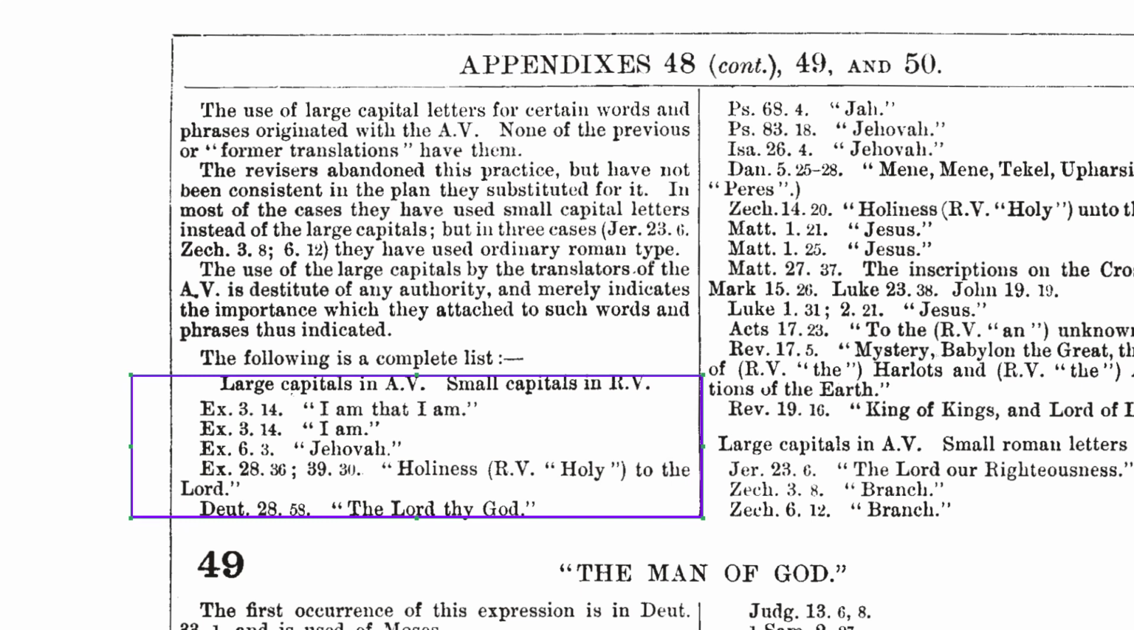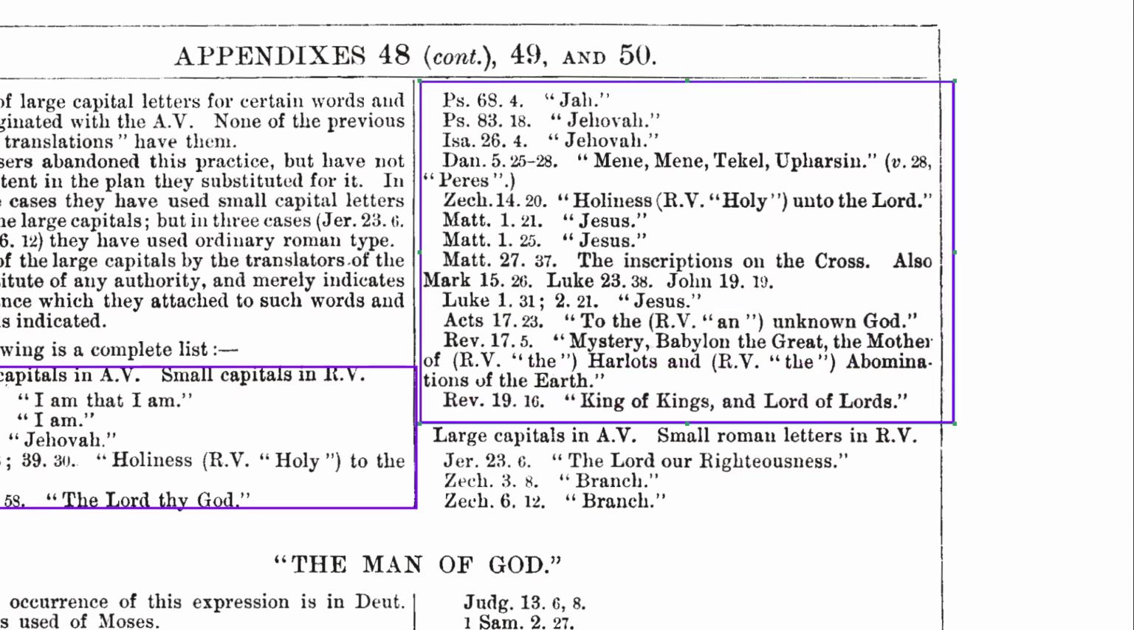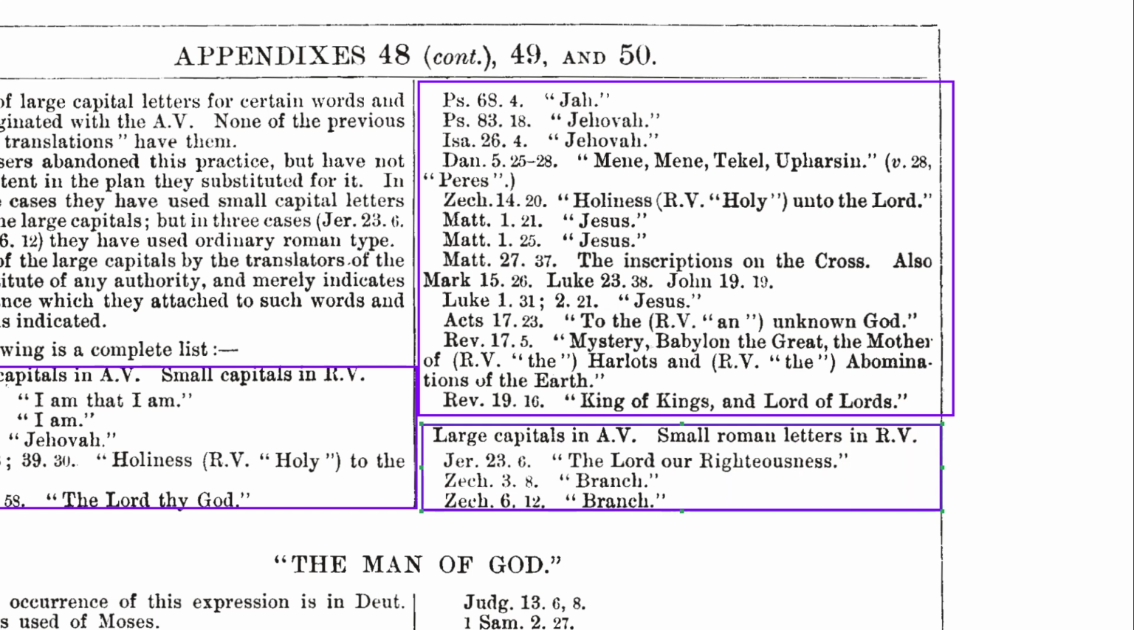I am that I am, Jehovah, the Lord thy God, holiness is to the Lord in all those cases. And then over here, Jehovah, Jehovah, all of these instances. And down here, large capitals in AV and small Roman letters in the RV. Jeremiah 23:6, the Lord our righteousness. Zechariah 3:8, branch. And branch again in Zechariah 6:12.